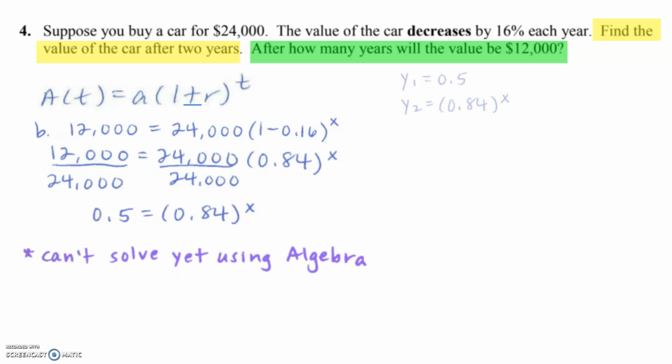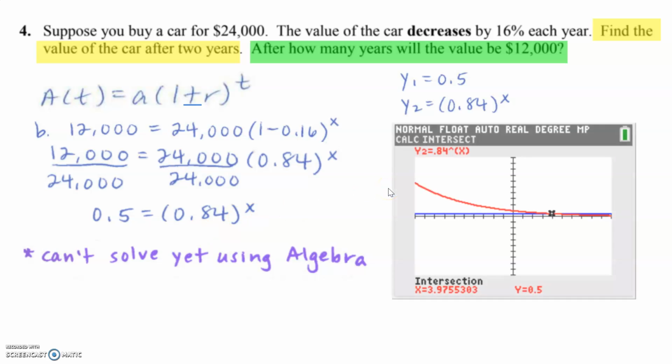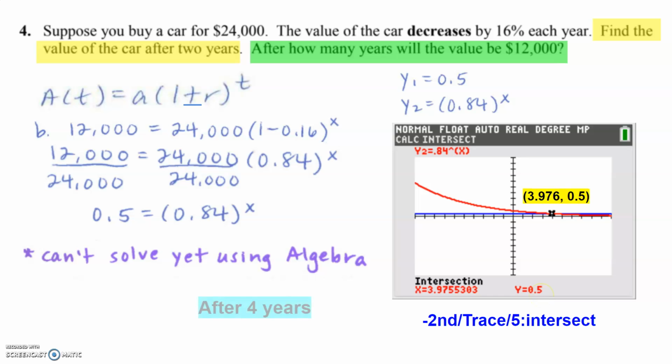Okay? And I again recommend left side of the equation is your y1, right side of the equal sign is your y2. You might need to change your window. In this case, we didn't need to. Okay? We find our intersection using second trace 5. Enter, enter, enter. It's at 3.97, comma 0.5, which means 3.976 years or 4 years. Round that up.